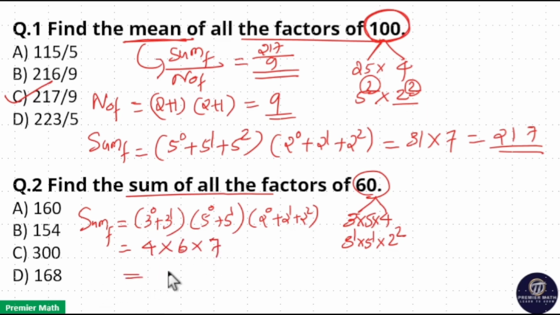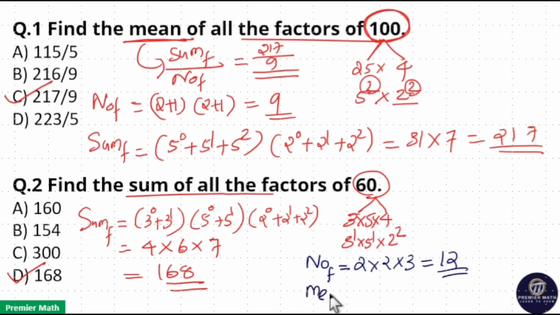42 into 4 is equal to 168. So option D is your answer. Now you can also find the number of factors of 60, which is equal to 2 into 2 into 3 equal to 12. Then the mean of factors is equal to 168 divided by 12, equal to 14.